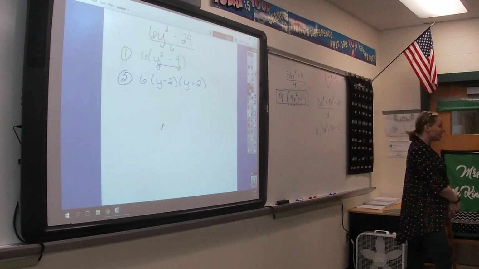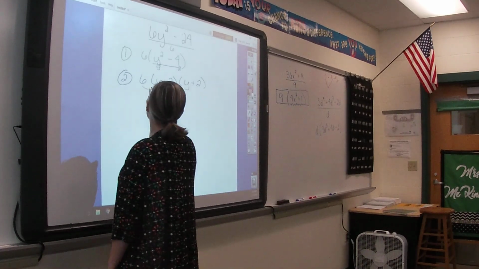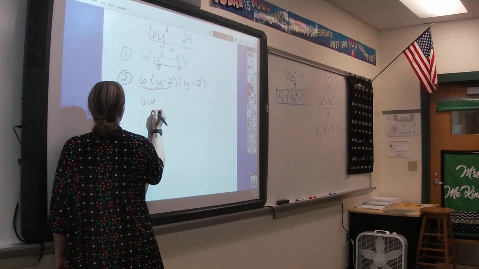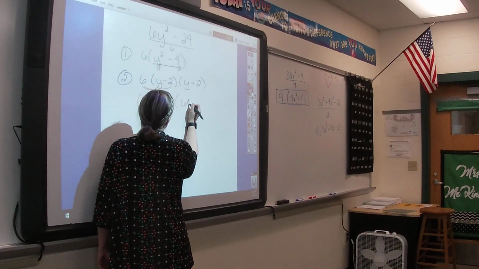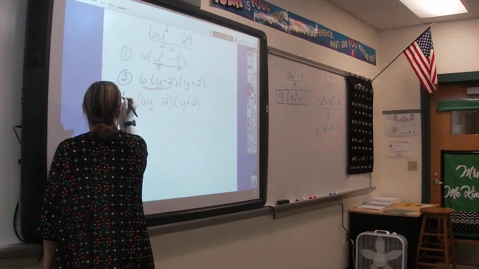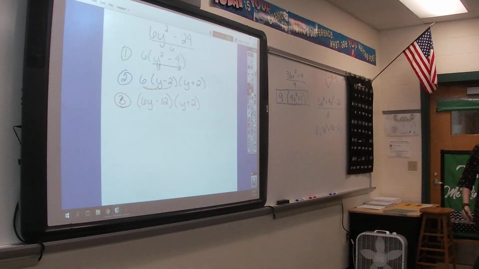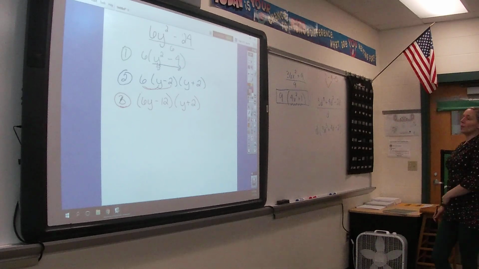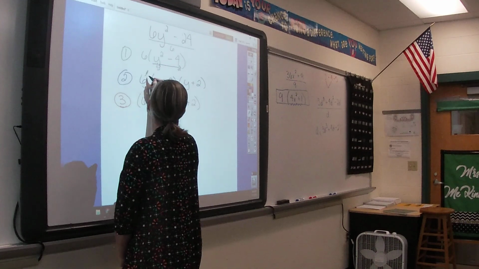Okay, so now we can distribute into one of the binomials. So let's say we distribute here. So 6y minus 12 and a y plus 2. That's a third option. And then just flip it. What else could we do? 6y plus 12, distribute to the other one.